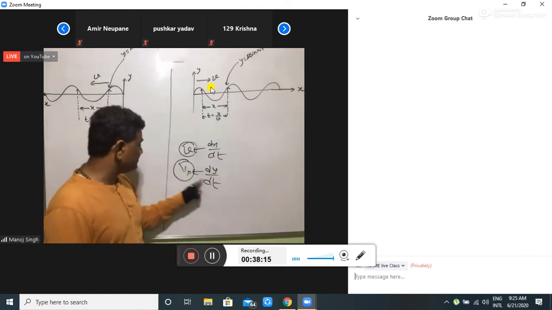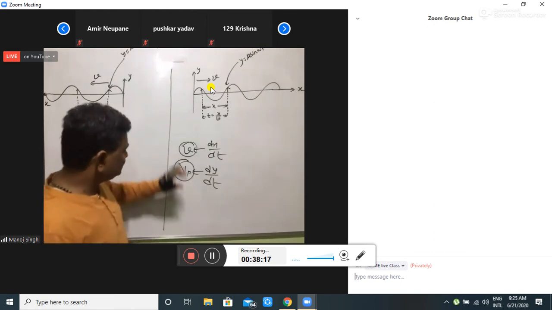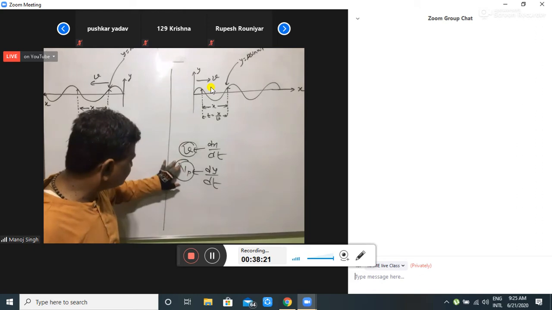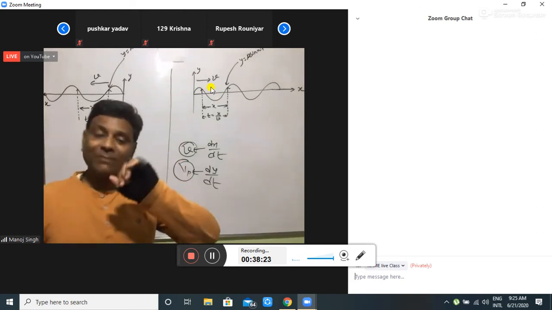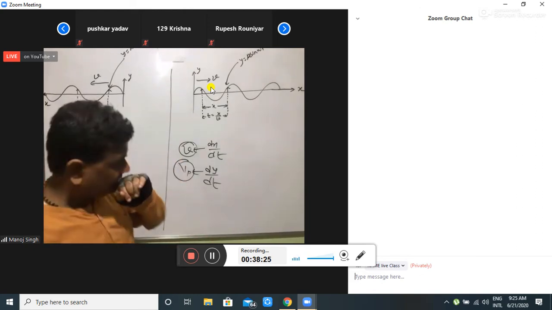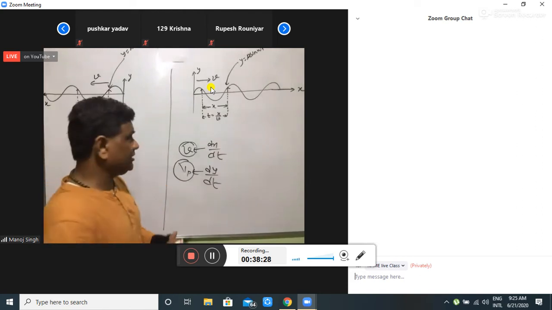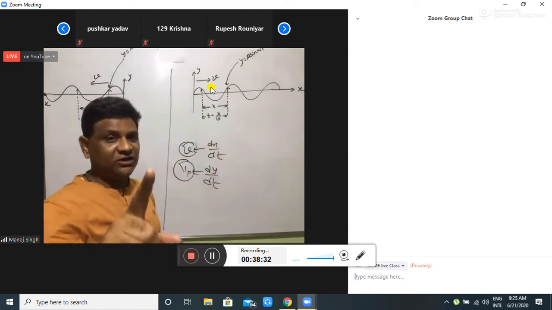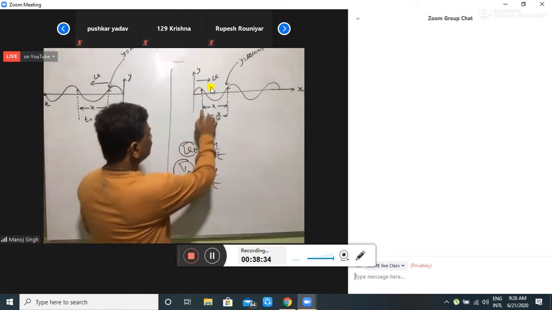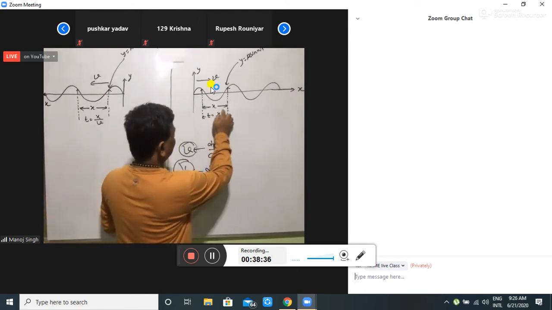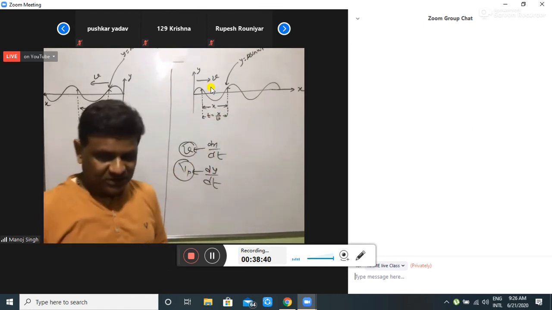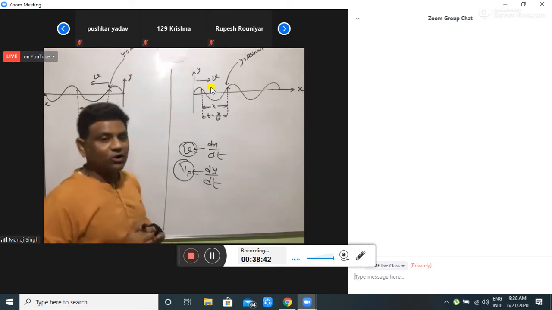dy by dt is the velocity of the particle. So small v is for the velocity of the wave, and capital V subscript p is for the velocity of the particle. Now, returning back here, the wave is propagating in this direction with a velocity v. With a velocity v, how much distance is travelled? Equal to x. In which time? Time is equal to distance upon speed.